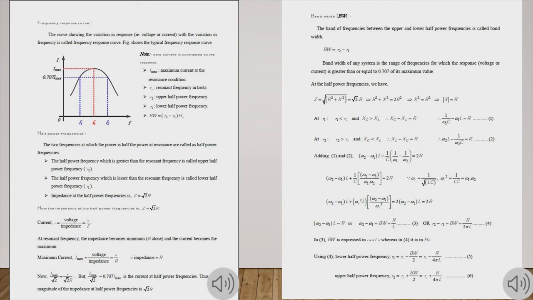In 3, bandwidth is expressed in radians per second, whereas in 4 it is in Hertz. Using 4, lower half power frequency F1 equals Fr minus bandwidth by 2, which equals Fr minus R by 4 pi L. Upper half power frequency F2 equals Fr plus bandwidth by 2, equal to Fr plus R by 4 pi L.